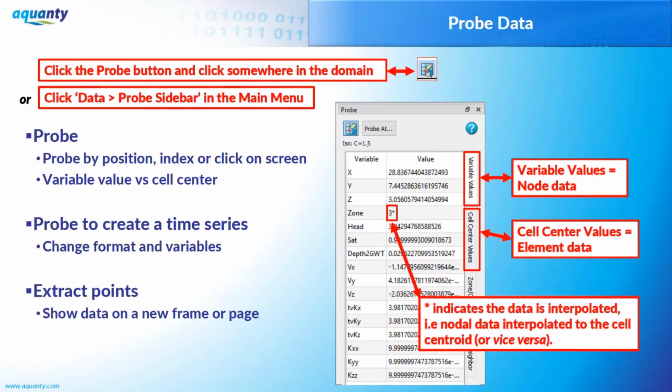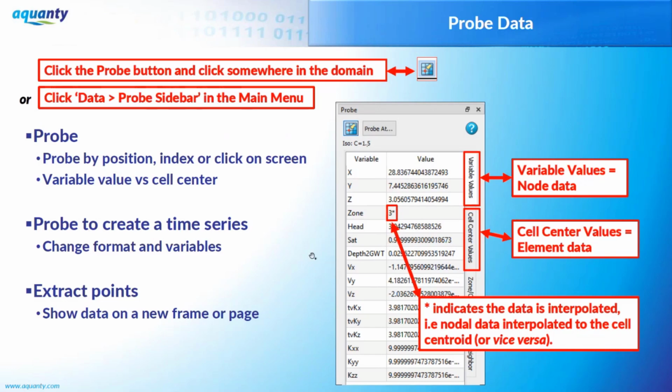Probe at the data, the same as what we did in the time series. The only difference here is when you probe the 2D and 3D data, some of the values are nodal values and some of the values are elemental values. Variable values are nodal values. Cell values are elemental values.